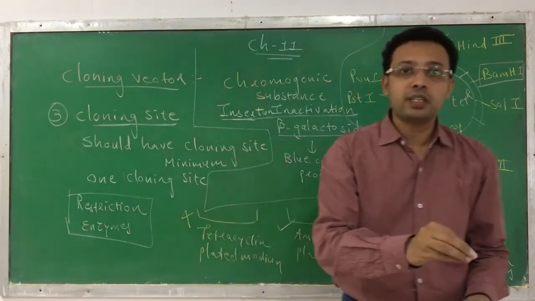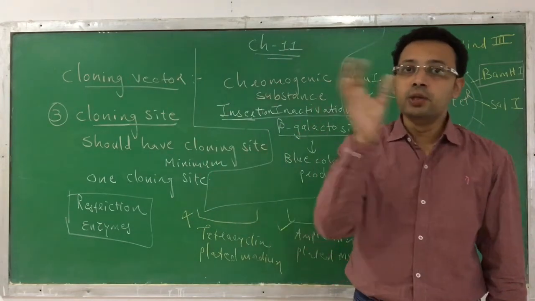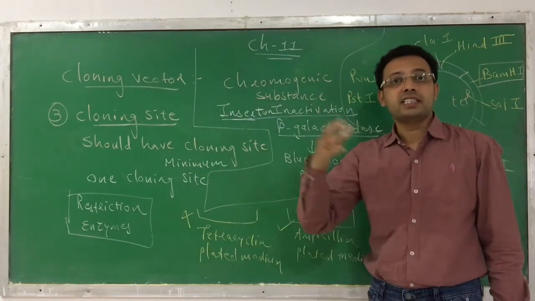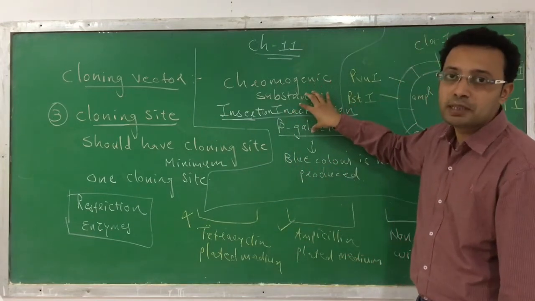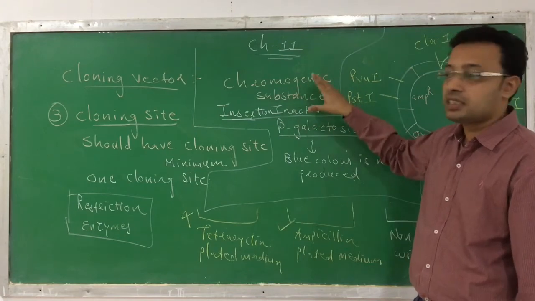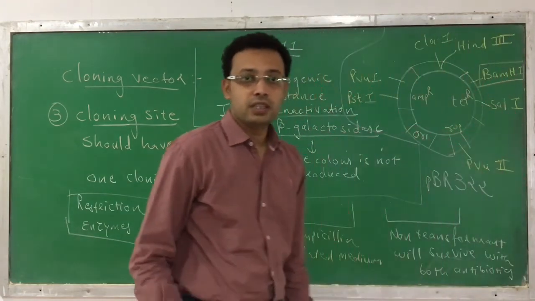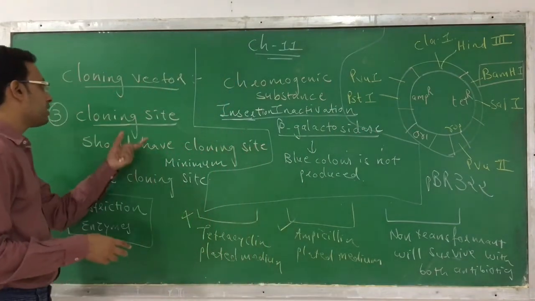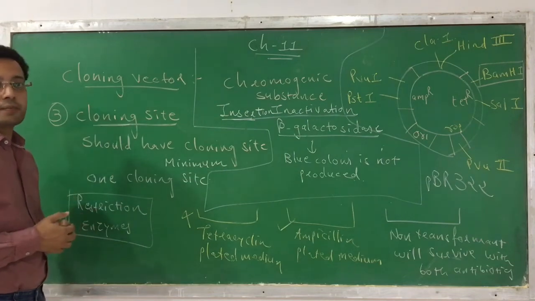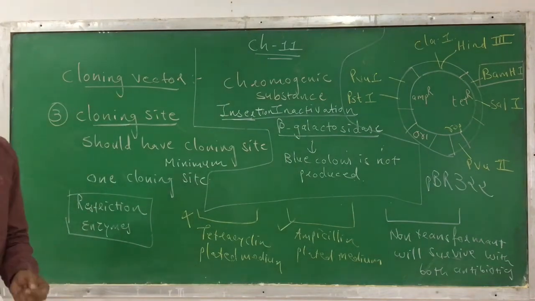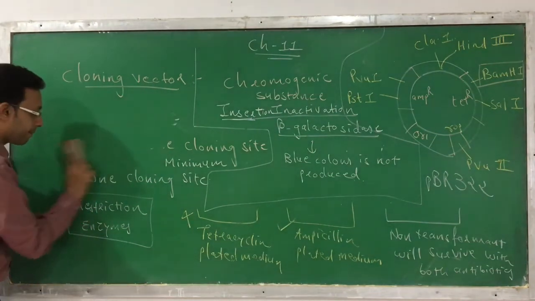If blue color is present, it means there is no change, it is a non-transformant. If blue color is not produced, it means there is a change, it is a transformant. So it is an easy method. This is an easy method acting as a selectable marker, comparable to the plating method. Okay, so this is the third requirement that the cloning vector should have. It is called the cloning site. Now we are moving ahead with the fourth requirement, and this is the last requirement of a cloning vector.